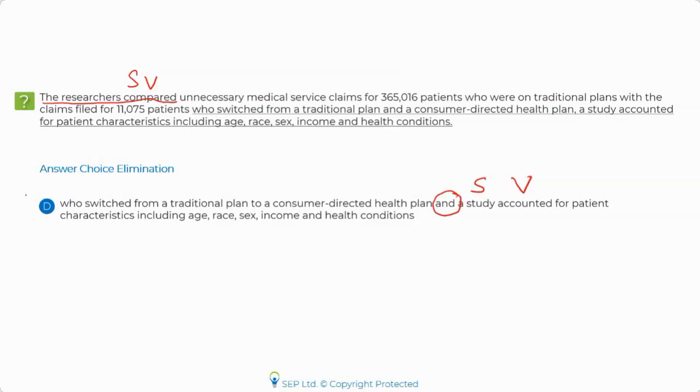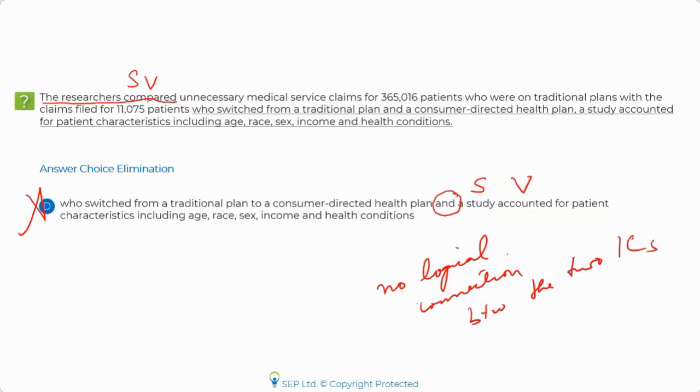So D is incorrect because there is no logical connection between the two independent clauses. So D is out.